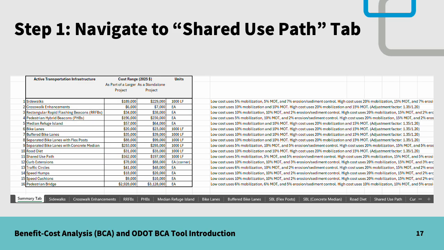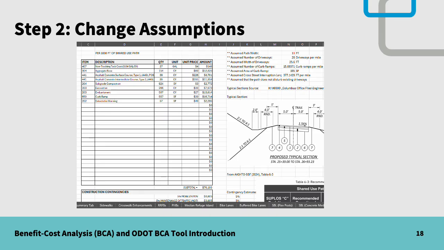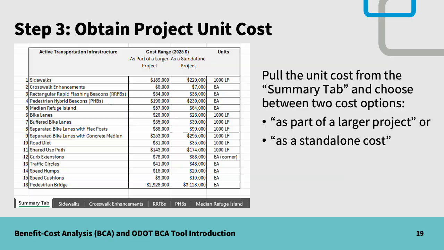To start with the shared use path cost, the first step is to navigate to the Shared Use Path tab on the spreadsheet on the bottom right of the screen. The second step is to change our assumptions. In this case, we want to change the width of the shared use path from the default of 12 feet to 10 feet wide for our hypothetical project. The third step is to navigate to the Summary tab of the spreadsheet on the bottom left of the screen.